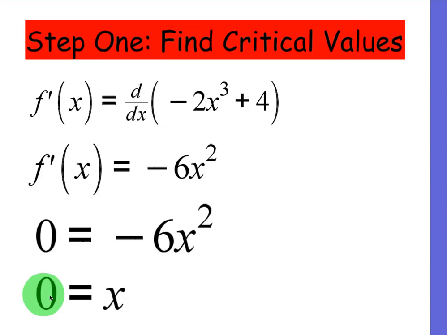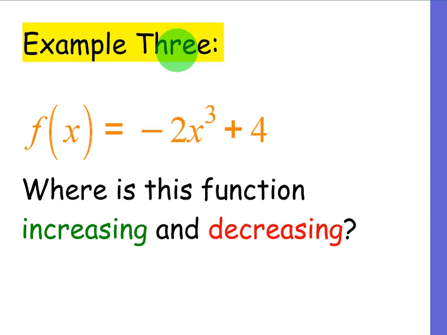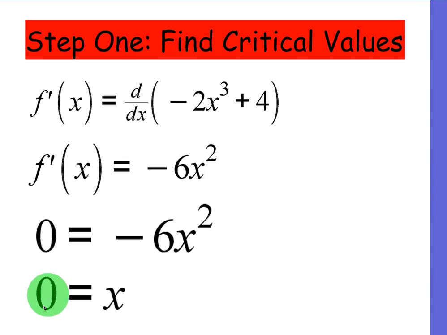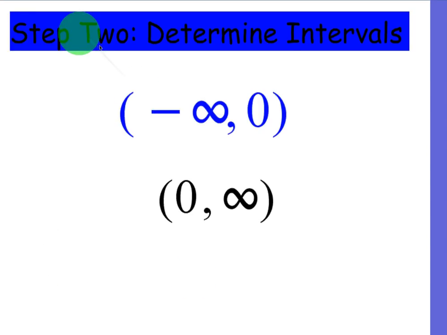So that means we're going to have two intervals. Now we were not given an interval here like we did with the trig function, so we're going to start at negative infinity and end at infinity. So it's going to be from negative infinity to 0 and 0 to infinity for our step 2, determine our intervals. Those will be our two intervals.